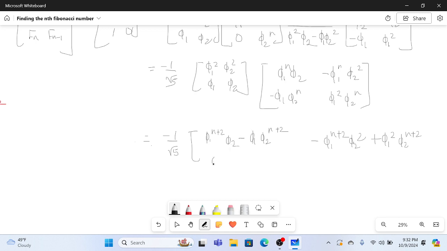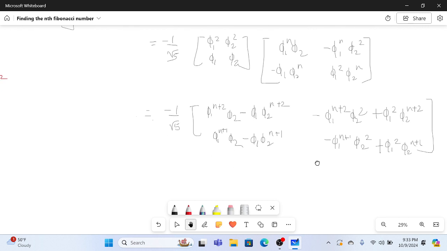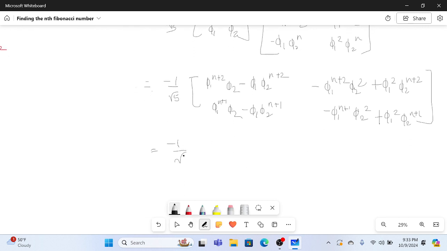Now this is the only boring step in matrix exponentiation here. Now phi1 to the power n plus 1, phi2 minus phi1. But again, we have simplified a lot, so I think this much is tolerable, right? We cannot expect everything to be too easy, right? Minus phi1 to the power n plus 1, phi2 square, and then plus phi1 square, phi2 to the power n plus 1, right? Okay, looks good. Now minus 1 by root 5.